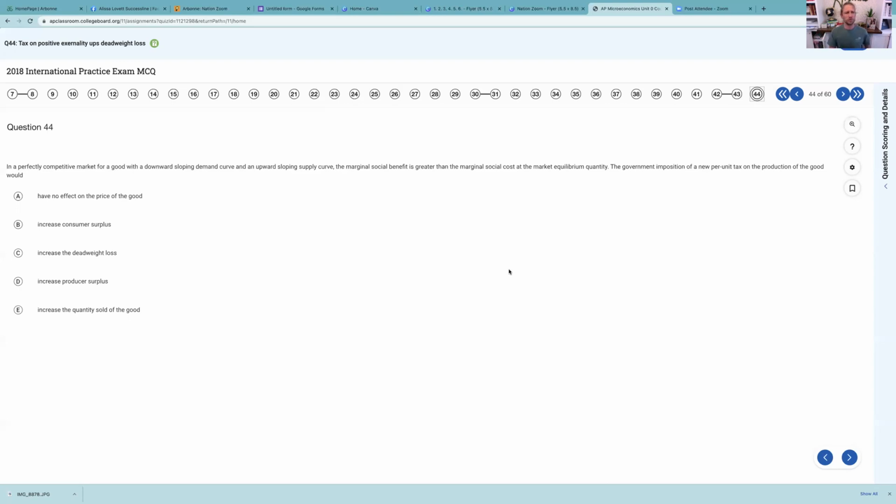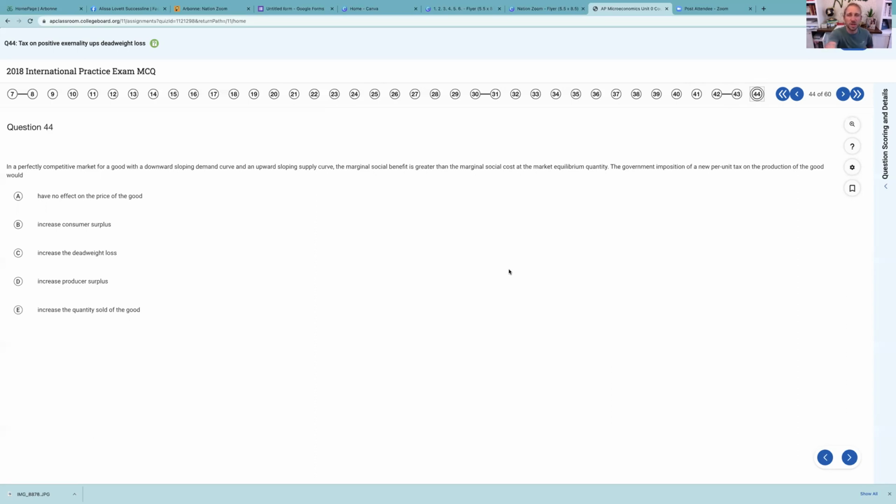It didn't need to be super confusing because it says increase deadweight loss, and I just told you that's the correct answer. So this is not a negative externality question. Again, you would think so, because it's talking about marginal social benefit, marginal social cost, and then the government taxing it. So it would make sense for it to be a negative externality.